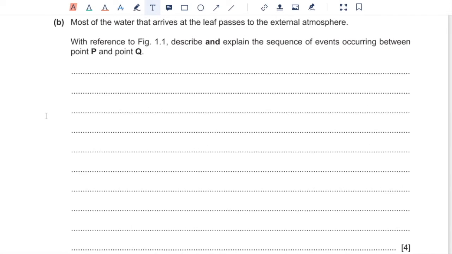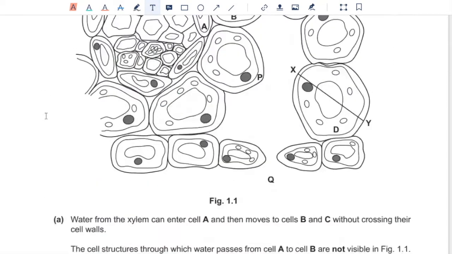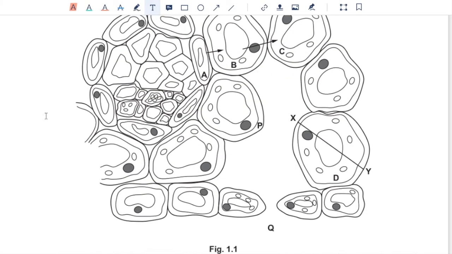B. Most of the water that arrives at the leaf passes to the external atmosphere. With reference to figure 1.1, describe and explain the sequence of events occurring between point P and point Q. Between point P and Q, you're supposed to outline and describe the events that occur during transpiration and explain why they happen. So water travels from cell A and then eventually to cell P as well, and then enters the cell wall of cell P.